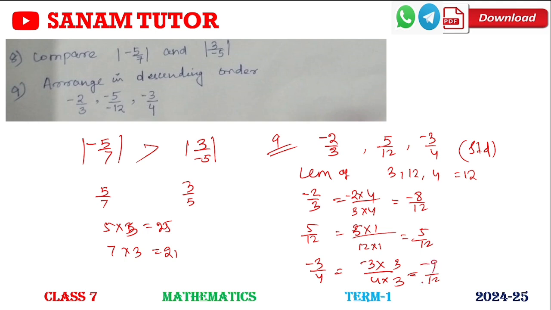So descending means first we write the greater number, means positive. So 5 by 12, then minus 8 by 12, then minus 9 by 12. Now write the original numbers: 5 by 12 is greater than minus 8 by 12, which means minus 2 by 3, so minus 2 by 3 is greater than minus 3 by 4. Answer.